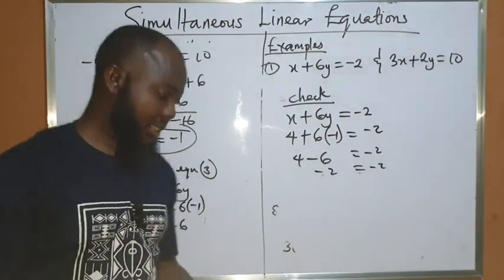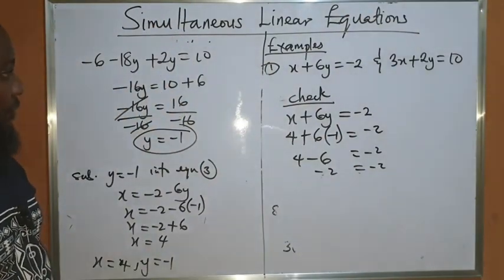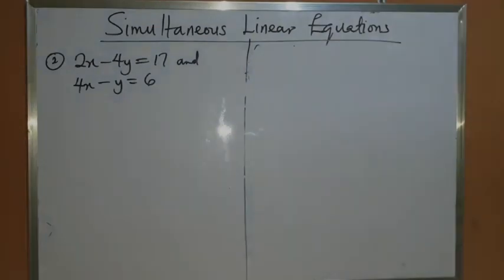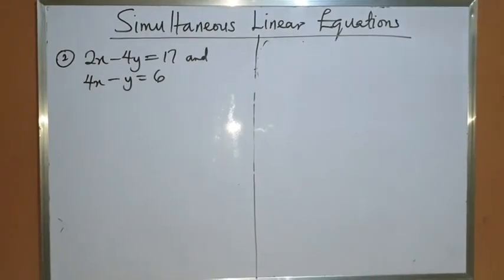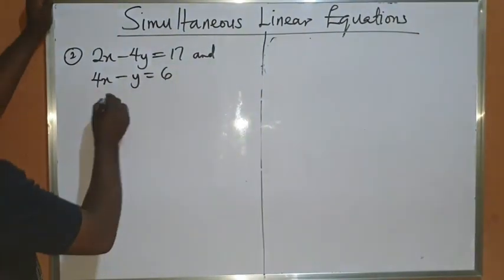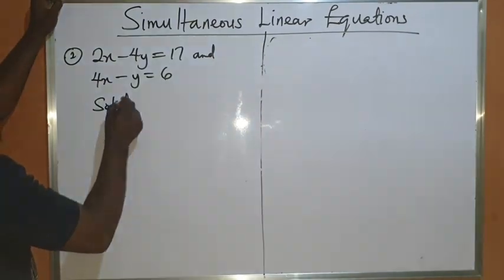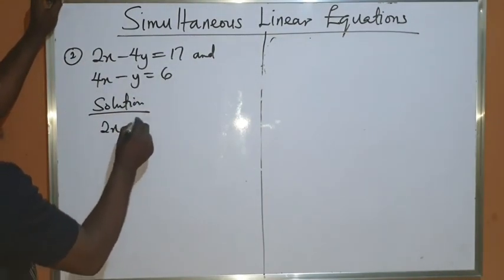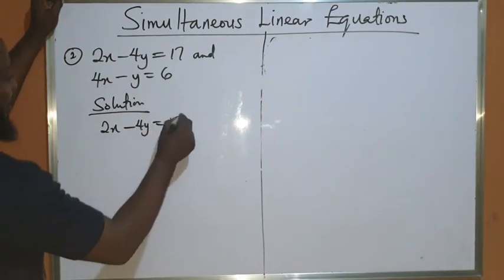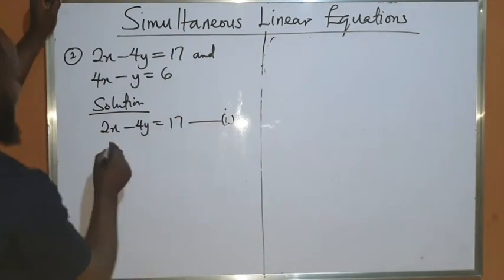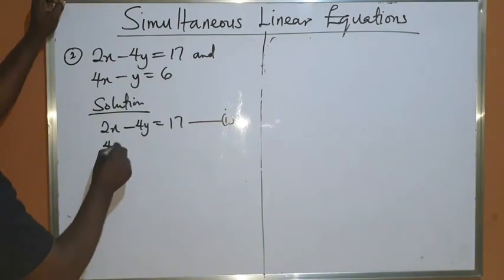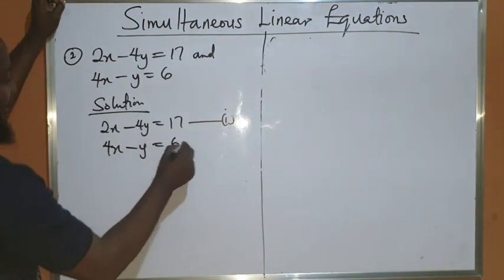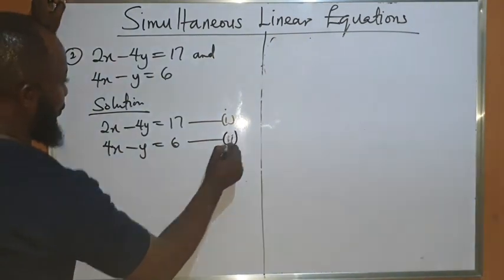So we're going to look at other examples now for further understanding. Example 2: we want to solve this using the substitution method again. We do the same thing. This is equation 1, 2x minus 4y equals 17, and equation 2 is 4x minus y equals 6.